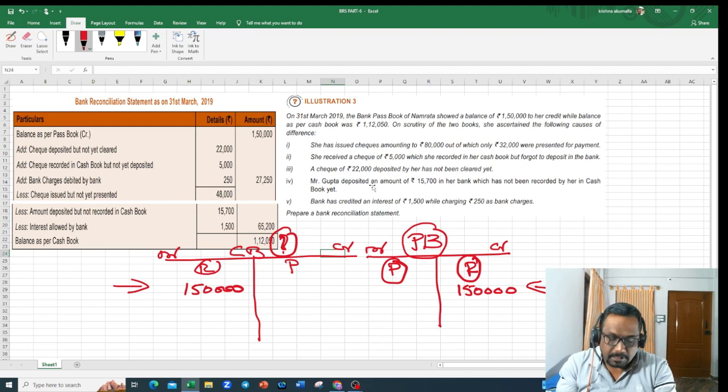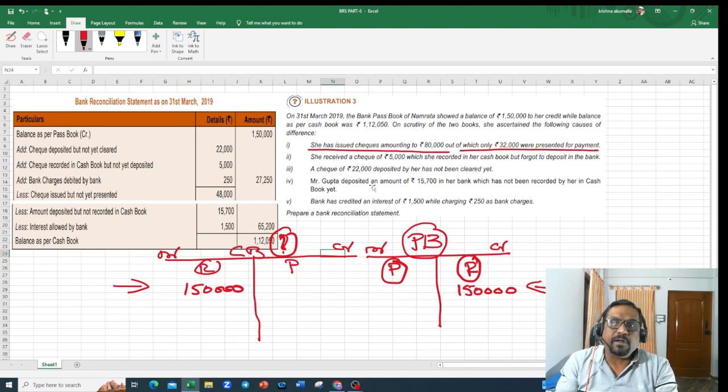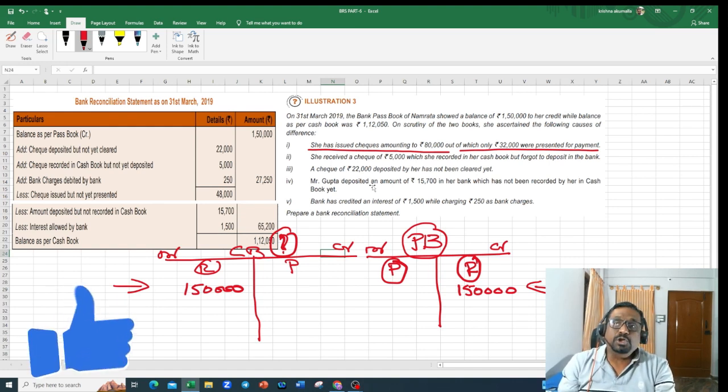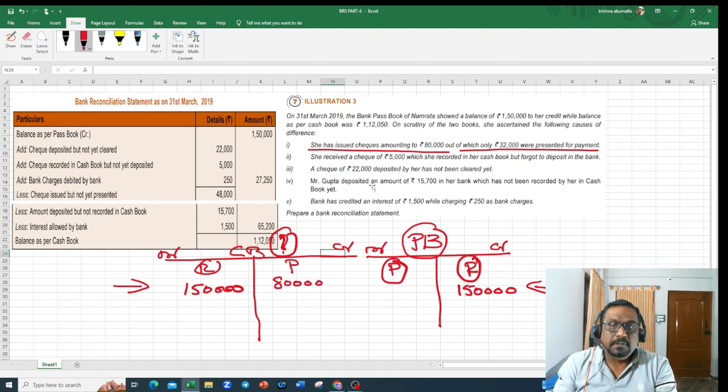Very, very simple. Now, she has issued checks amounting to 80,000, out of which only 32,000 were presented for payment. She, in the sense our business, Namrata, issued 80,000 worth of checks. Issued means paid. Then where to put? Payment side, I need to put 80,000. She issued 80,000. What did they say? 32,000 were presented for payment. That means the banker paid only 32,000. So the banker will also write 32,000 on the payment side.